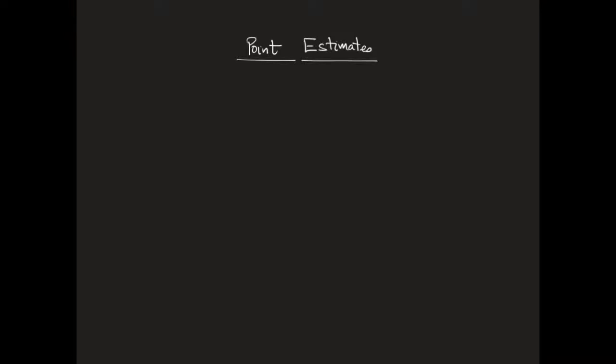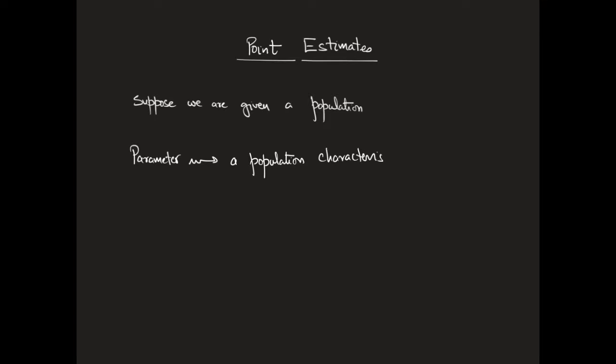In this video, we will talk about point estimates. Suppose we are given a population. Associated to this population, a parameter would be a population characteristic that we are interested in studying. This is something that remains fixed once the population is fixed.